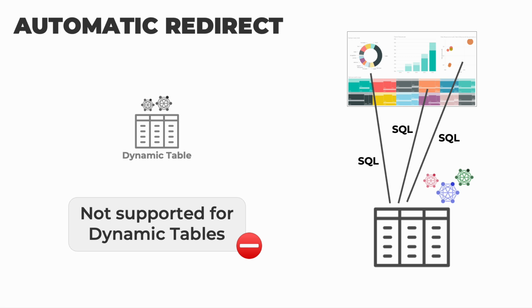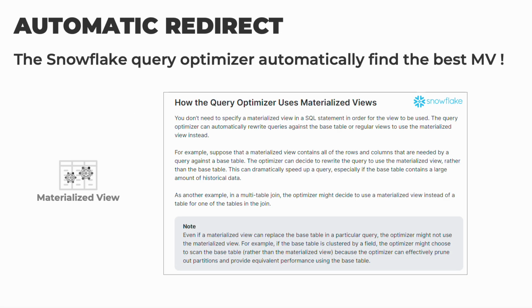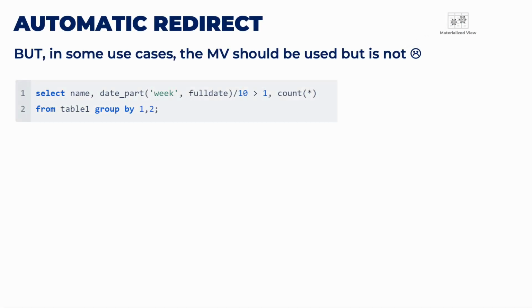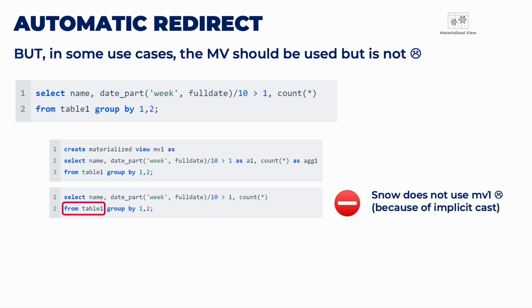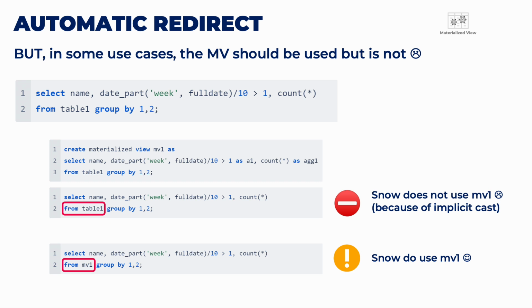For MV, the answer is in the documentation. Snowflake's Query Optimizer, the tool inside Snowflake that decides the execution plan for your query, will automatically redirect your query to the best MV to answer it. That's the theory, at least. The reality is that, as we've seen from the various use cases I've presented to you, in many cases, let's even say in most cases, in the end, it's not the best MV that's chosen, or even no MV is identified at all. For example, here we have an implicit cast that prevents Snowflake Optimizer from using our MV.